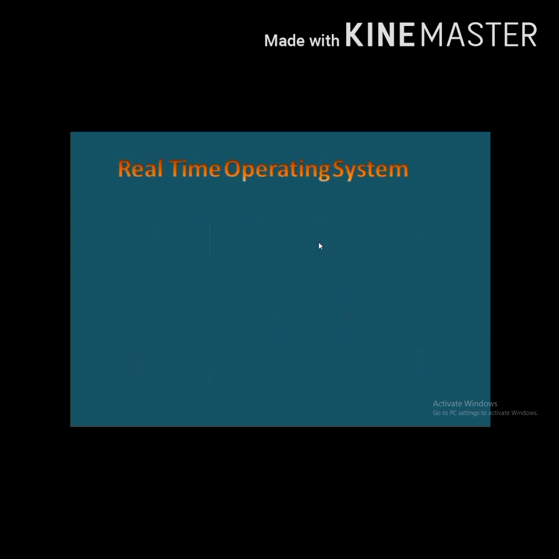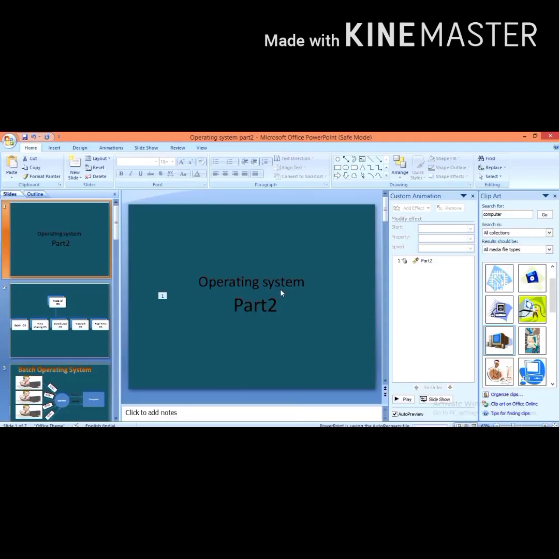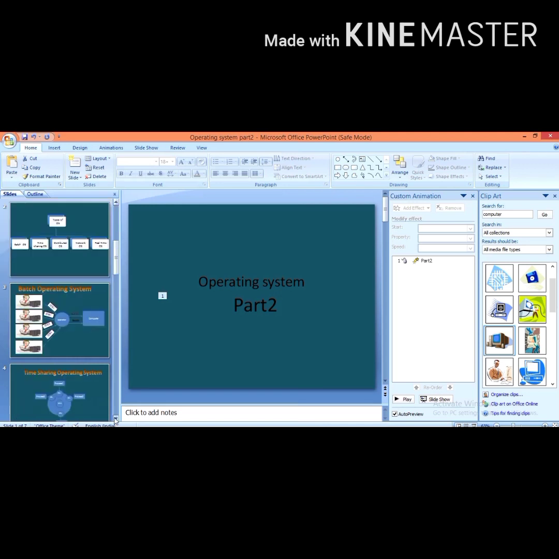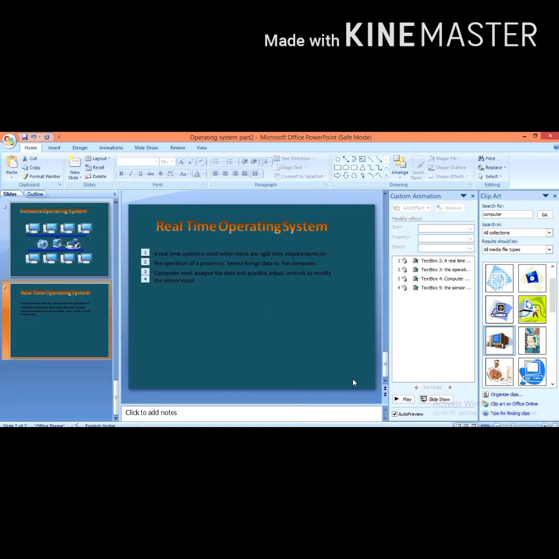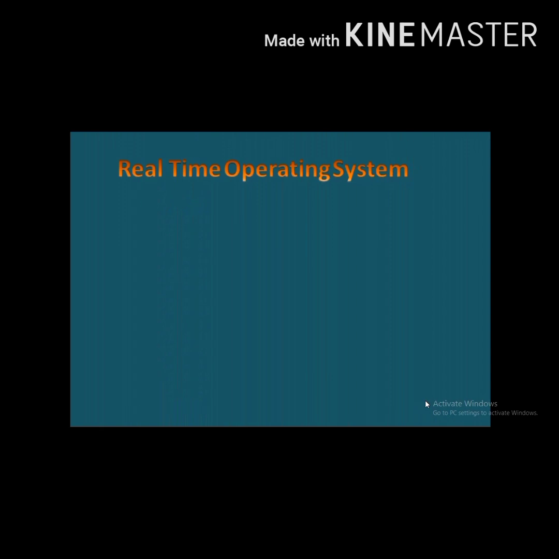Then lastly, there is what? Real-time operating system. A real-time system is used when there are rigid time requirements on the operation of a processor. A sensor brings data to the computer. The computer must analyze the data and possibly adjust controls to modify the sensor input. Okay. So what happened here? Again I am showing you the last slide. What is written? See. It has a rigid time limit.